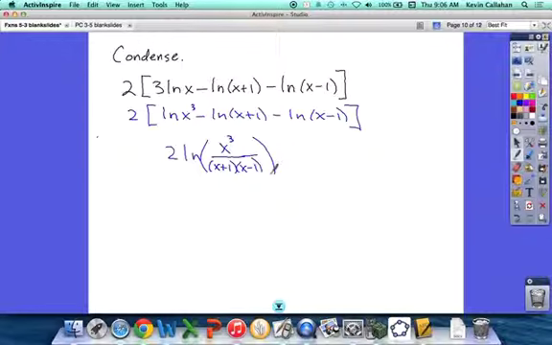So one last step, move the 2, right? ln of, okay, and that would be done.